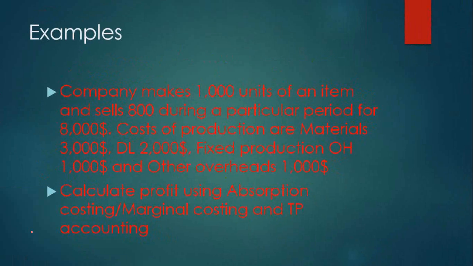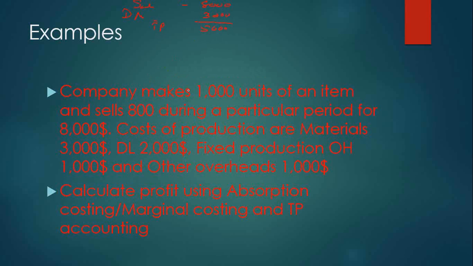So let's first of all look at throughput accounting. Sales 8,000. Your direct material cost is 3,000. So your throughput is 5,000.